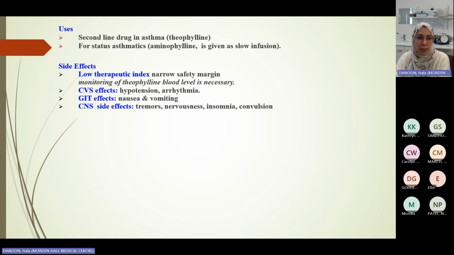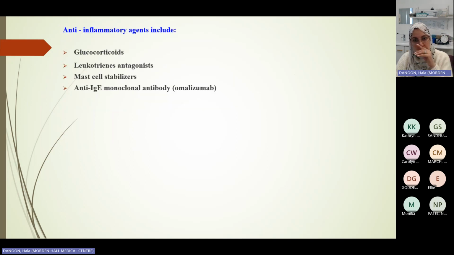Main side effects: as I said, it has a low therapeutic index. So it's important that we monitor the bloods to make sure that it is within range and doesn't cause toxicity. Because they have cardiovascular effects, they can cause hypertension and arrhythmia. They can also cause nausea and vomiting. And tremor, nervousness, insomnia, and convulsions are common side effects when we are exceeding that narrow therapeutic index and go to a higher level.